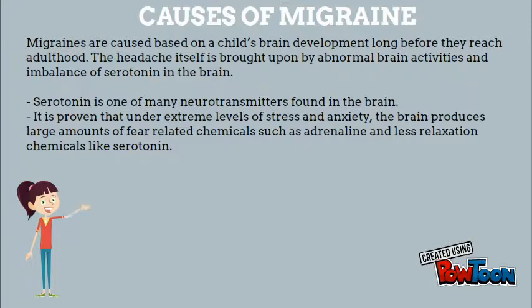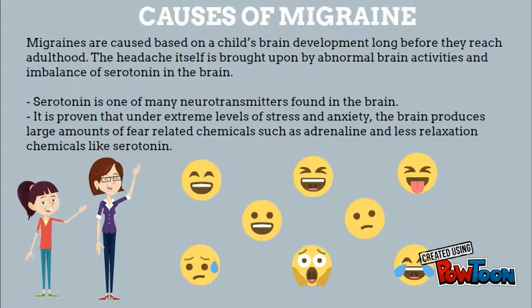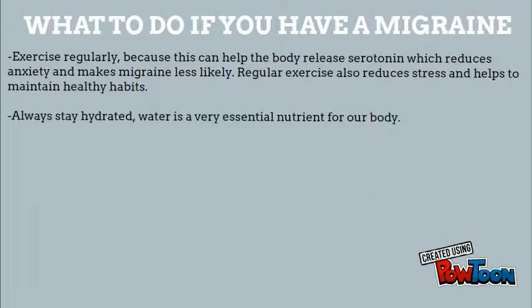Migraines are caused based on a child's brain development long before they reach adulthood. The headache itself is brought upon by abnormal brain activities and the imbalance of serotonin in the brain. Serotonin is one of many neurotransmitters found in the brain. It's proven that under extreme levels of stress and anxiety, the brain produces large amounts of fear chemicals.